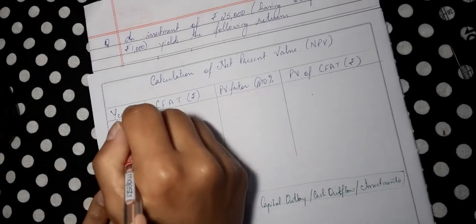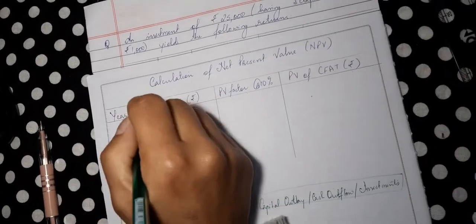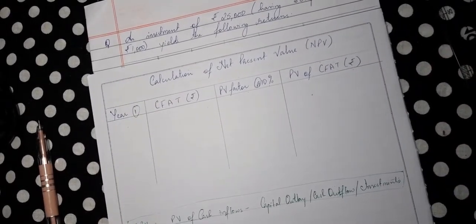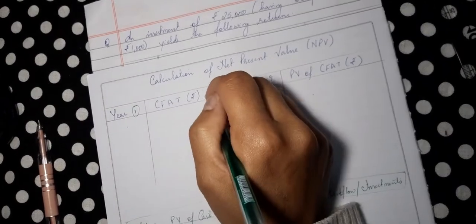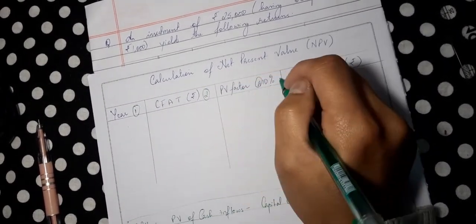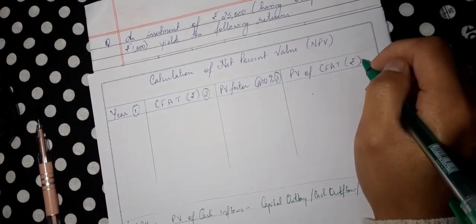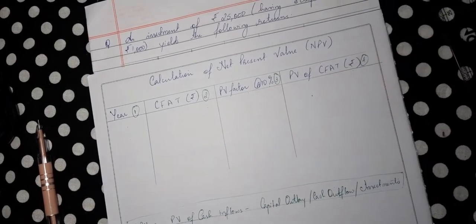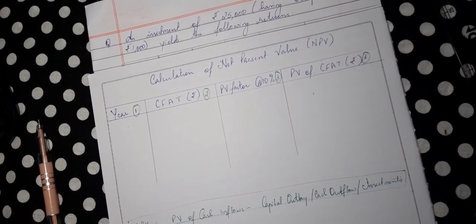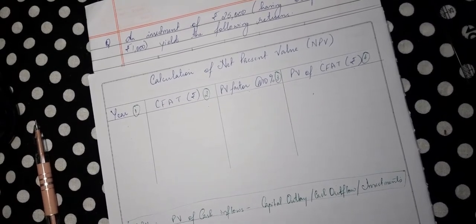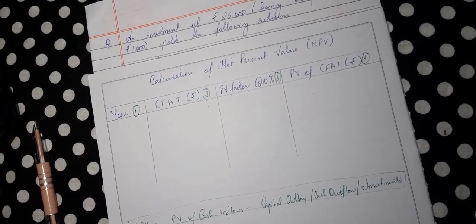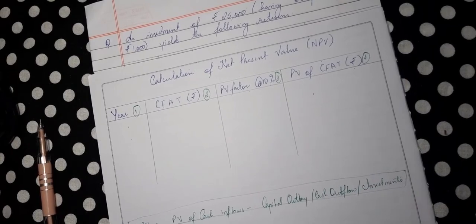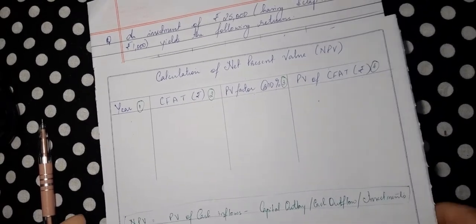Firstly, year, term it as column number 1, and then cash flows after tax, I'll give it number 2, present value factor, column number 3, and this will give me present value of cash flows after tax, column number 4. Because remember, we have to take present value of cash inflows. We cannot just take the cash inflows directly, but because we're doing the net present value, we have to calculate the value of the cash flows after tax today. The present value that they're having.